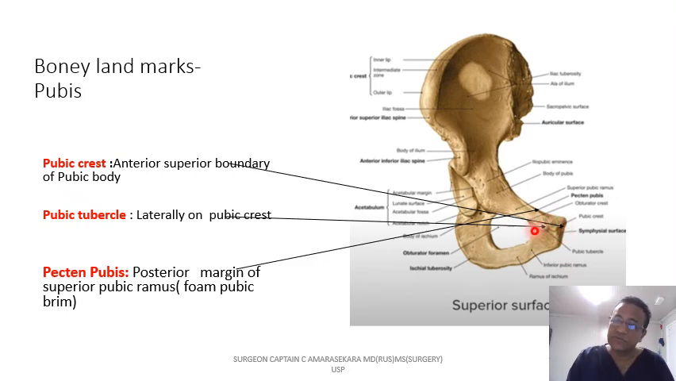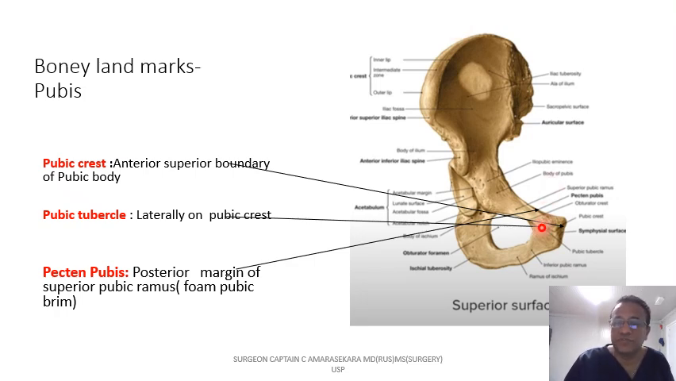Just lateral to it, you can see the pubic tubercle, which is a rounded bump. So the pubic tubercle is a small and rounded projection located laterally on the pubic crest. So it's a main landmark, and it's an attachment site for the inguinal ligament, making it a key landmark in hernia surgery and groin anatomy.